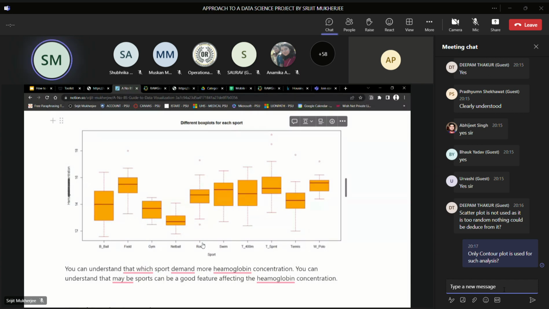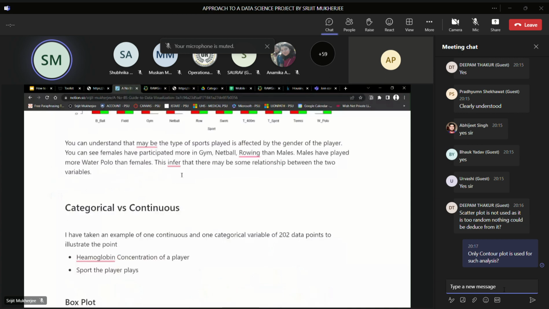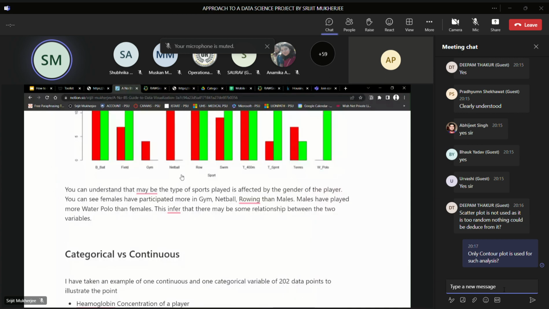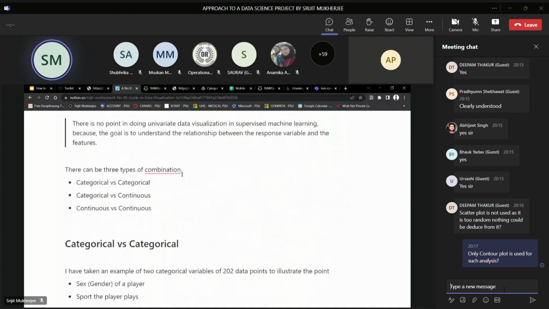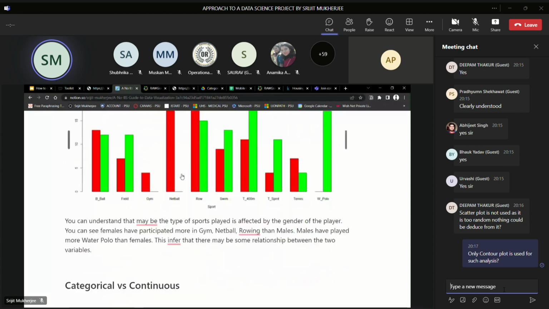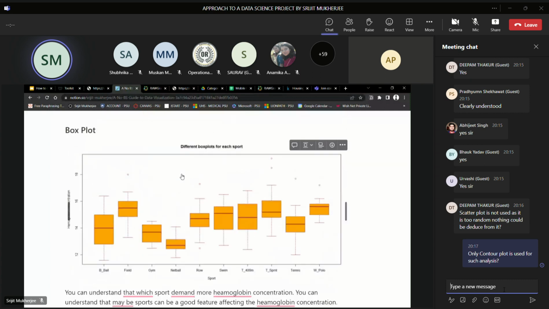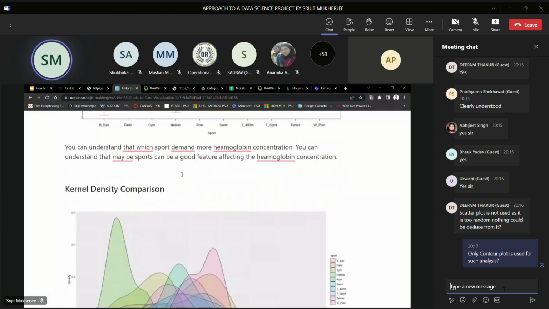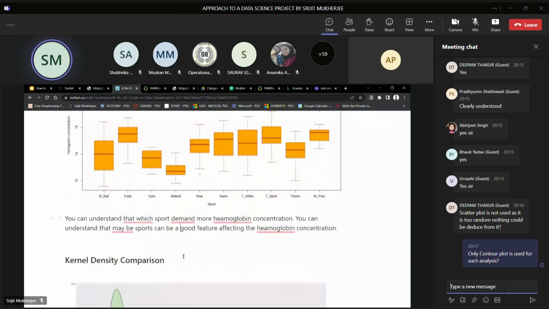And I see everything is contained in these three types of scenarios: categorical versus categorical, categorical versus continuous, continuous versus continuous. So there is nothing we are missing out. We have seen categorical versus categorical, and we have seen this one, and you can understand which sports demand more hemoglobin concentration than others.